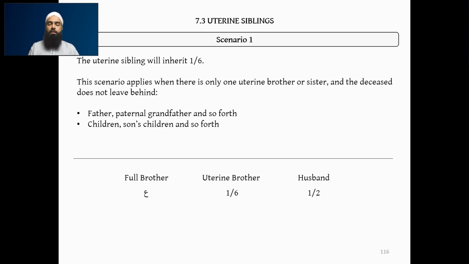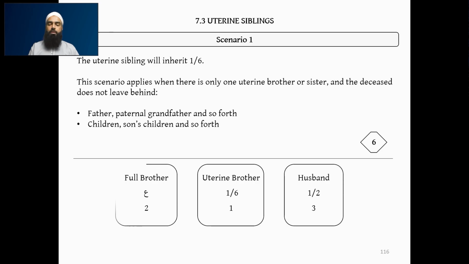Now, there is a half and a 1/6. So we use the half from group 1 and we multiply the denominator by 3. We end up with our divisor 6. So we give the husband a half, which is 3. The uterine brother gets 1/6, which is 1. And the full brother receives the remaining, so there's 2 left over. And that's our easy example done for scenario number 1.